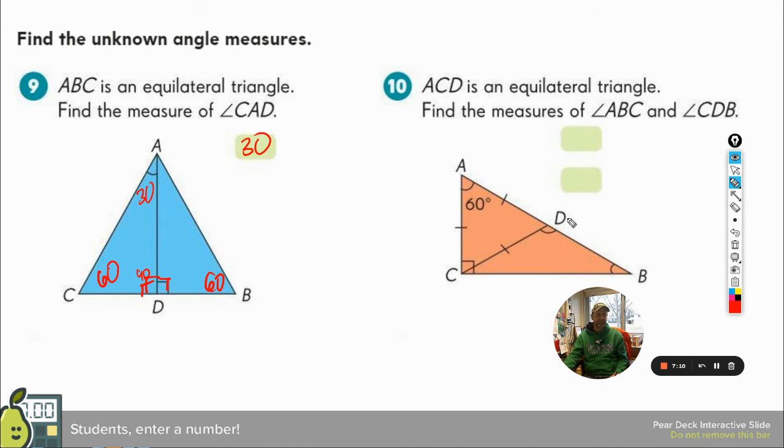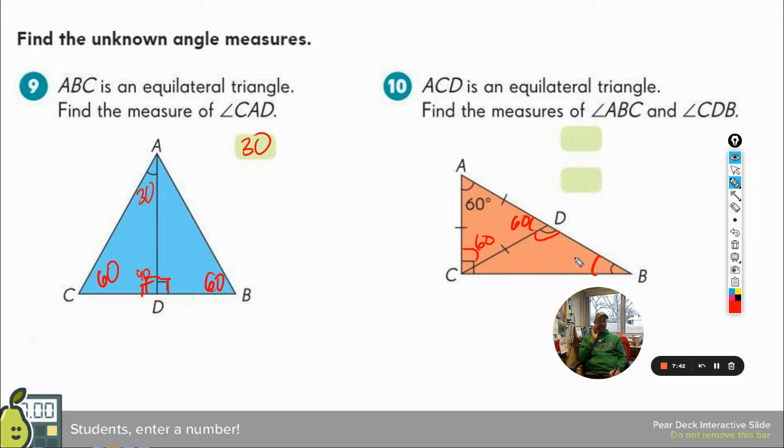Okay. Then finally, what's it want me to find? The measures of ABC and CDB. So it wants this and this. Okay. So if that's 60, what's this? 60. And then what's this part here? 60. Okay. I don't have any angle measures in here yet.